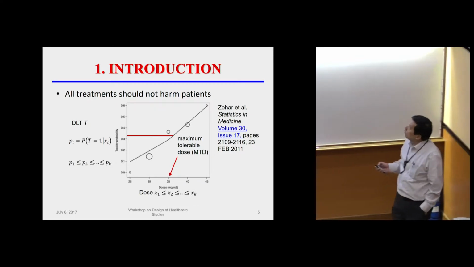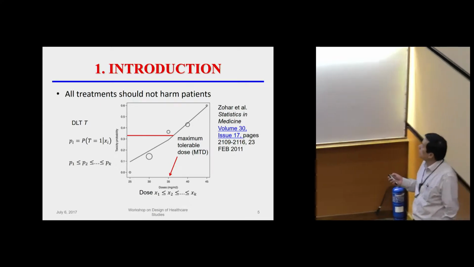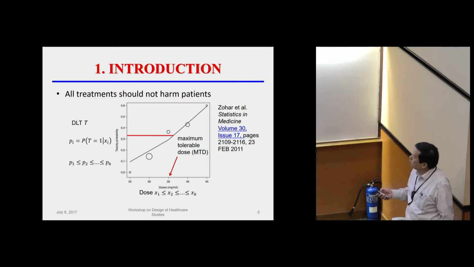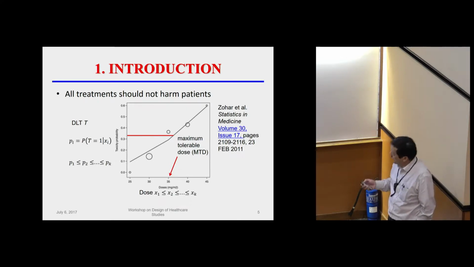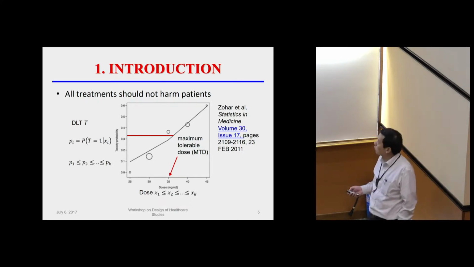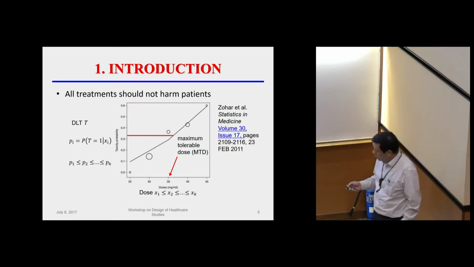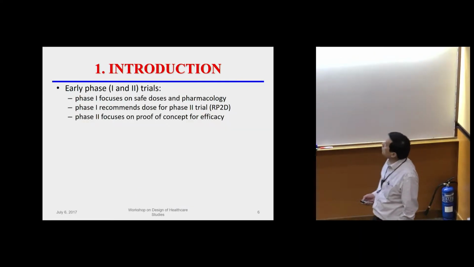Looking for one treatment, one dose: this is a meta-analysis for one of the chemotherapies showing the dose response. This axis is toxicity and this axis is the dose. As the dose increases, we see the toxicity increase. Normally we want to look for a maximum tolerable dose, the MTD. That is where you want to limit your dose, before going to phase 2.